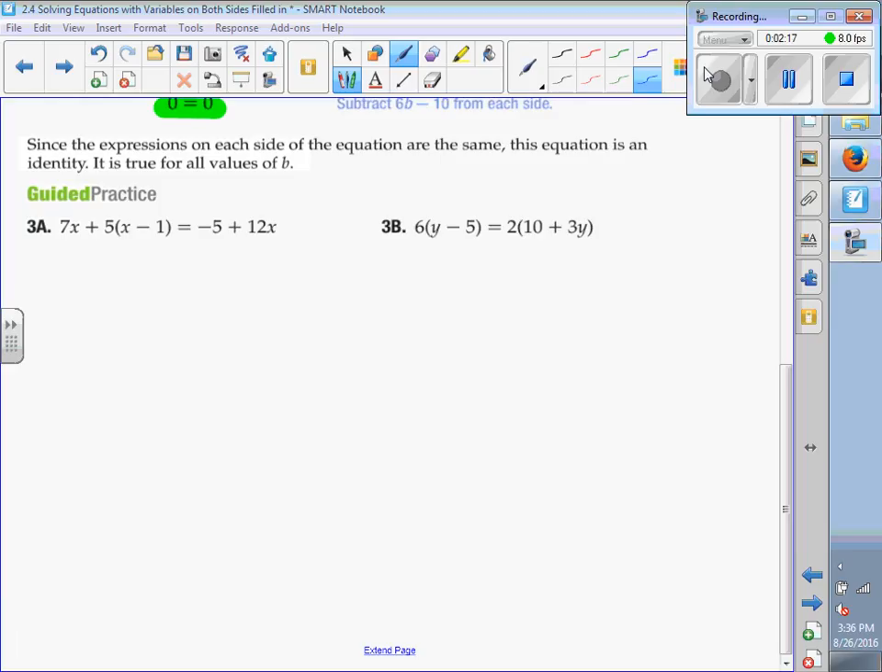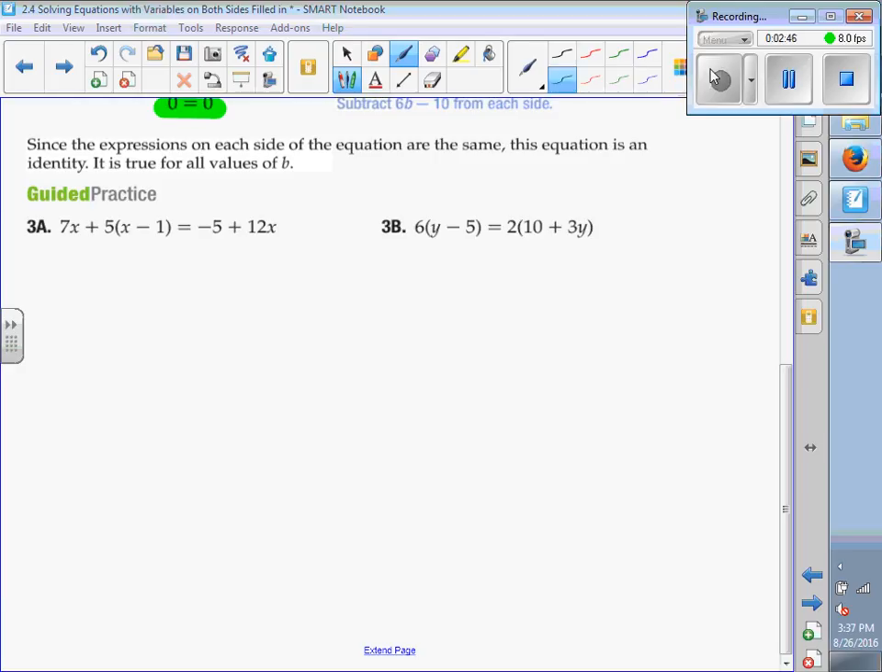So with the examples here, all we're going to do is simplify as much as we can. If it's a true statement at the end, then the answer is it is an identity, which means that we have all real number solutions. Anything will work if we put it in there. If we simplify to the end and we end up with a false statement, then the final answer is no solution. Okay? So let's start simplifying.